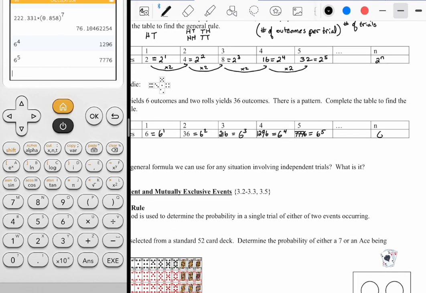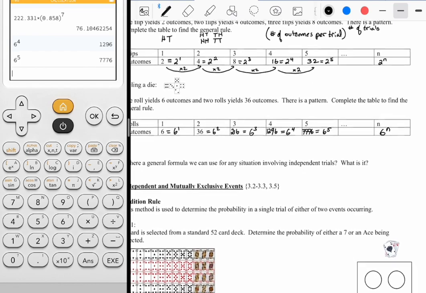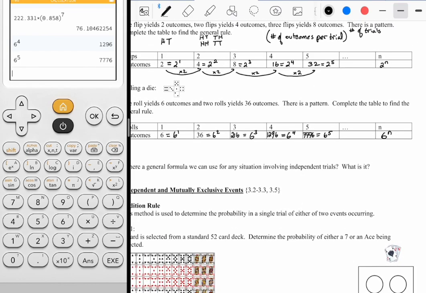And then, again, the number of outcomes per trial raised to the number of trials. All right. So is there a general formula that we could use? What is it? Well, it's outcomes, so we don't have to say probability. I tend to say K. K is a good value to use. K to the nth power, where K is the number of outcomes per trial.